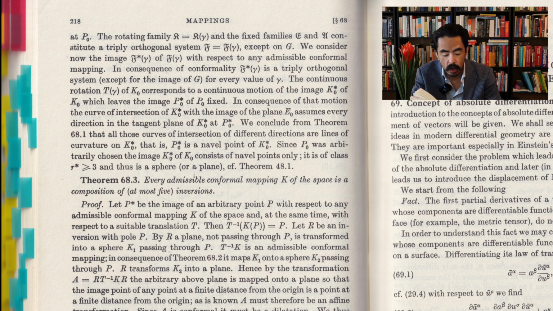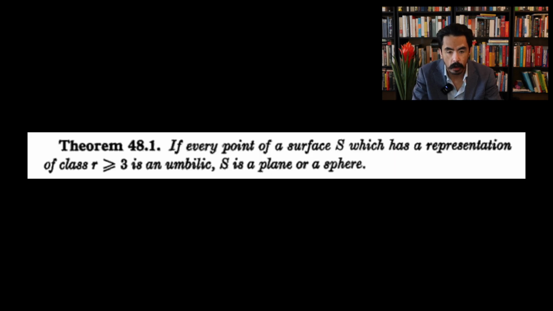It is of class R star greater than or equal to 3, and thus is a sphere or a plane, for which we can refer back to theorem 48.1, from the section on umbilics. If every point of a surface S, which has a representation of class R greater than or equal to 3, is an umbilic, S is a plane or a sphere. And we can go back to that episode if we want the proof.